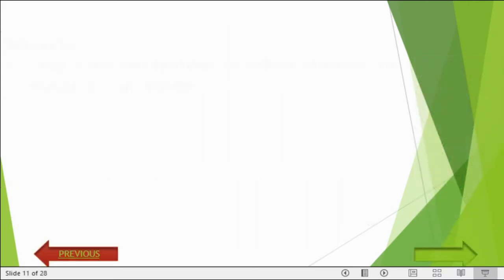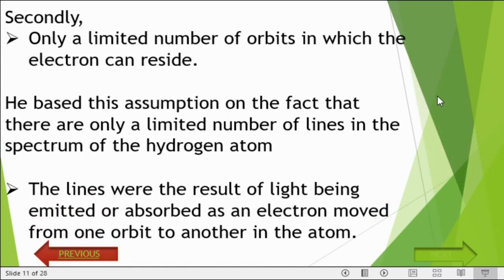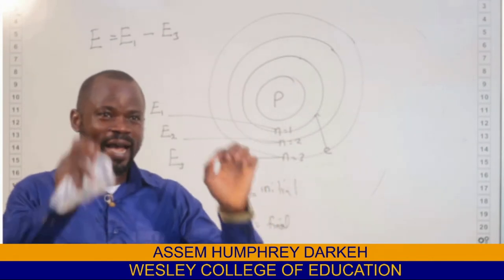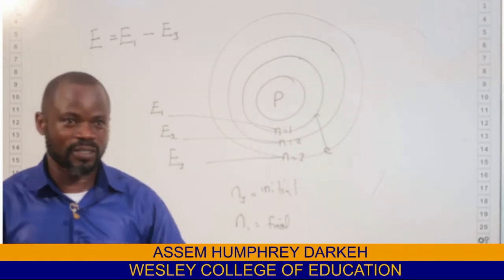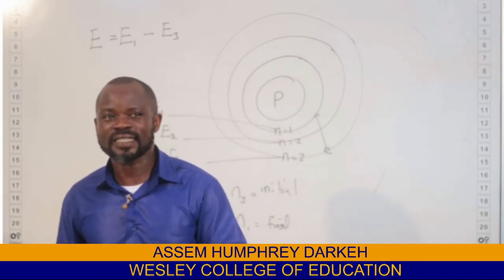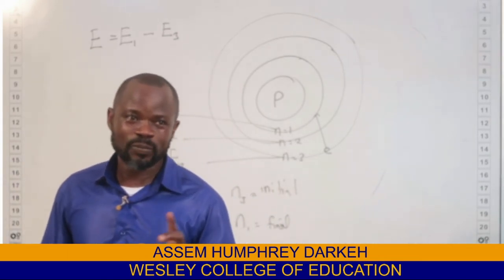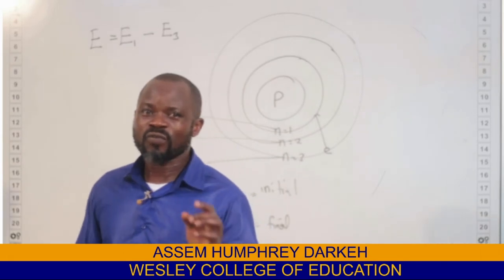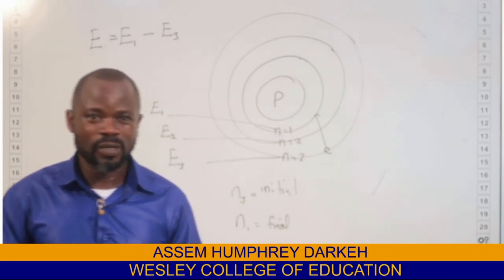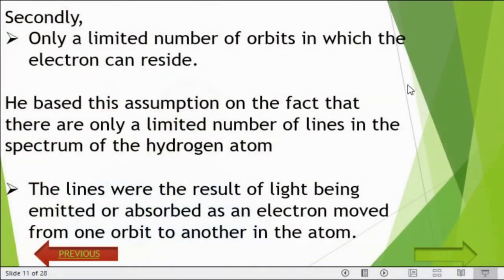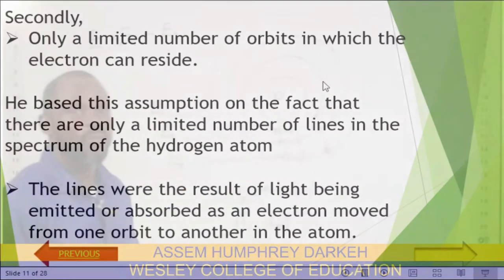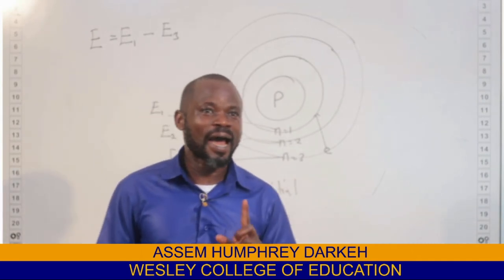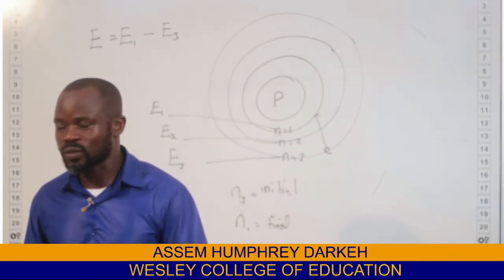Now, secondly, according to Bohr, there is only a limited number of orbits in which the electron can reside. He based this assumption on the fact that there are only a limited number of lines in the spectrum of the hydrogen atom, and that is very, very important. The lines were the result of light being emitted or absorbed as an electron moved from one orbit to the other, and this has also been explained. Bohr restricted the number of orbits in the hydrogen atom by limiting the allowed values of the angular momentum of the electron. I explained this earlier.